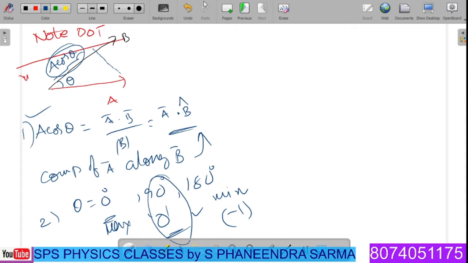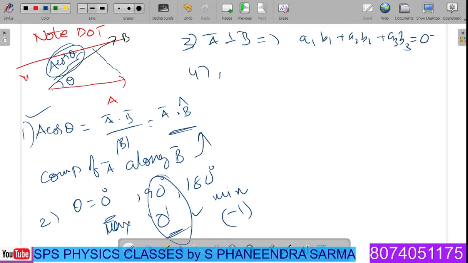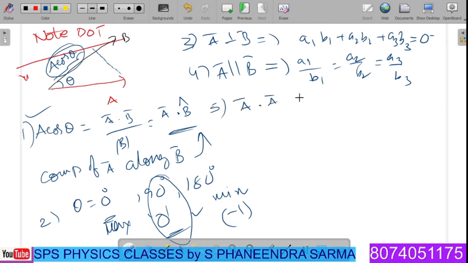Next. If two perpendicular vectors are given in the examination, A bar is perpendicular to B bar, then the important thing is A1 B1 plus A2 B2 plus A3 B3 is always equal to 0. And if A bar is parallel to B bar, then you can write A1 by B1 is equal to A2 by B2 is equal to A3 by B3. In this case, don't use any modulus. Dear students, please remember, don't use any kind of modulus here. Write the values as they are, so that the minus sign can be cross multiplied depending on the fraction you choose. And another important point: the value of A bar dot A bar is nothing but A square.